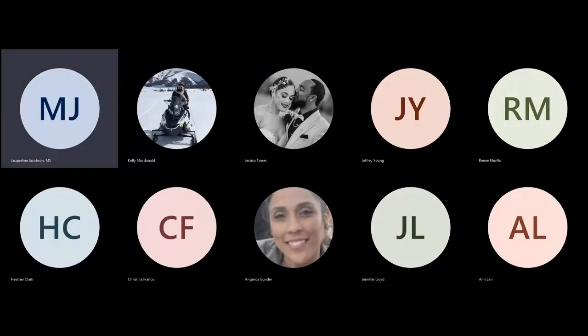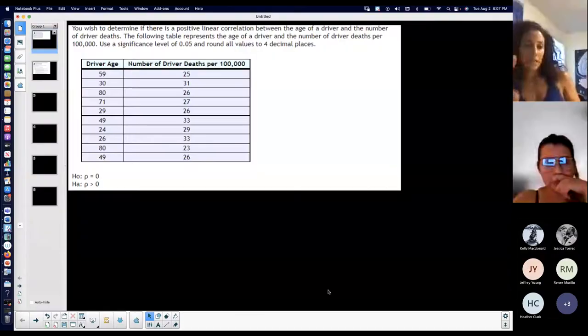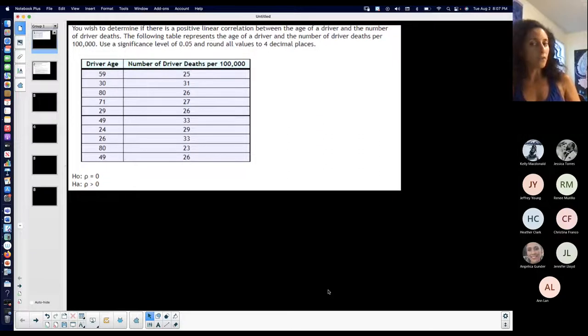On the second assignment, you have this table and you wish to determine if there is a positive linear correlation between the age of a driver and the number of driver deaths. The following table represents the age of a driver and the number of driver deaths per 100,000. Use a significance level of 0.05 and round all values to four decimal places.